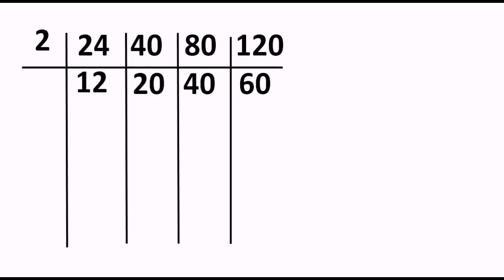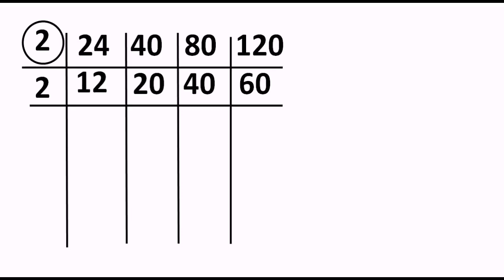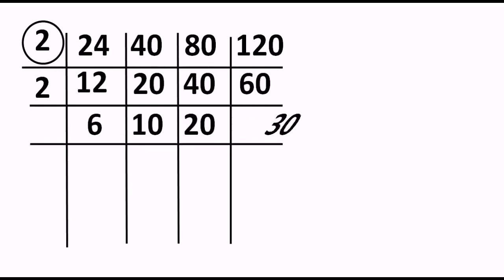So 2 has divided all these 4 numbers. So here we go, encircle it, right? Now again, in the bottom layer we have all even numbers. So here we go again with 2, right? When 12 is divided by 2, we get the answer 6. 20 divided by 2, we get 10. 40 divided by 2, we get 20. And 60, make it half, so the answer will be 30, right?